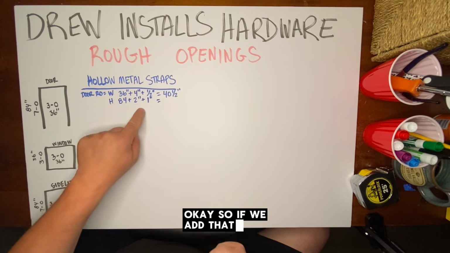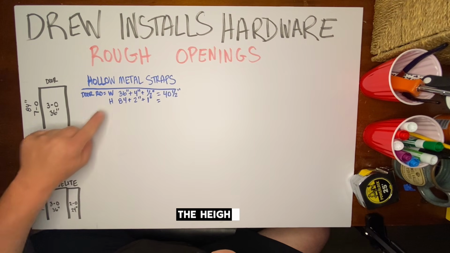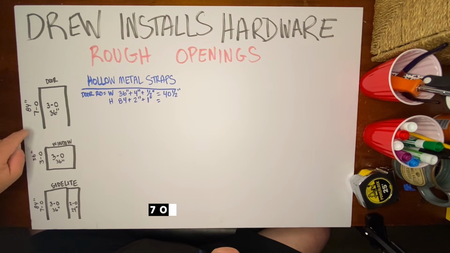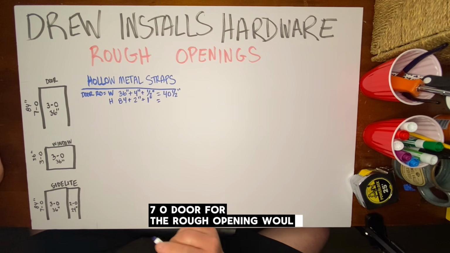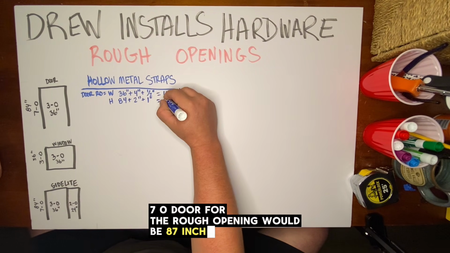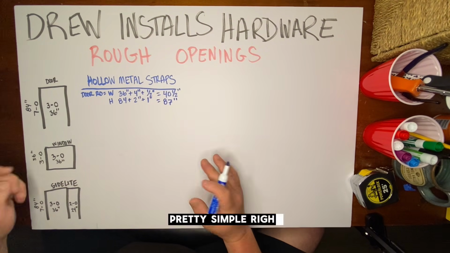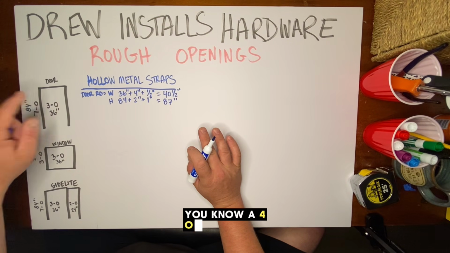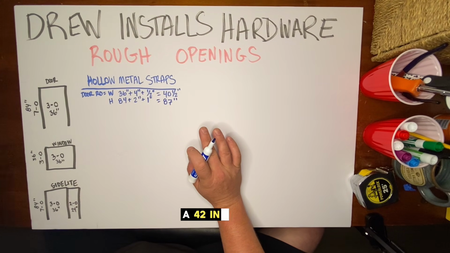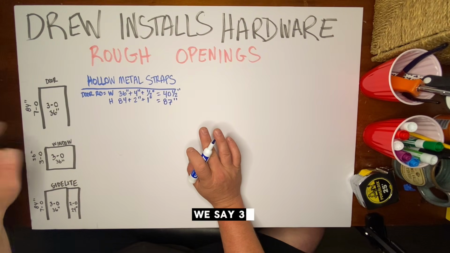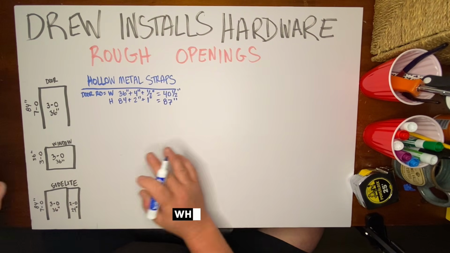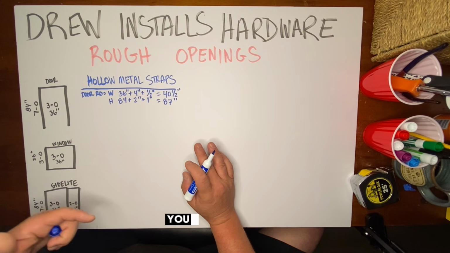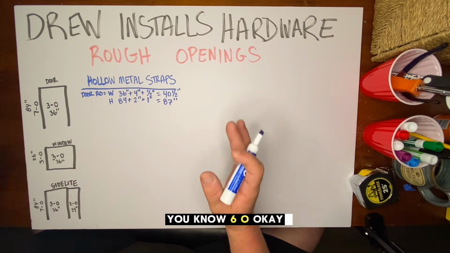So if we add that up, the height for a standard 3.0/7.0 door for the rough opening would be 87 inches, okay? Pretty simple, right? So that formula works if it's a 4.0 door, a 42-inch door, we say 3.0, 3.6, 4.0, what have you. If it's a pair, 6.0, okay, you get it.